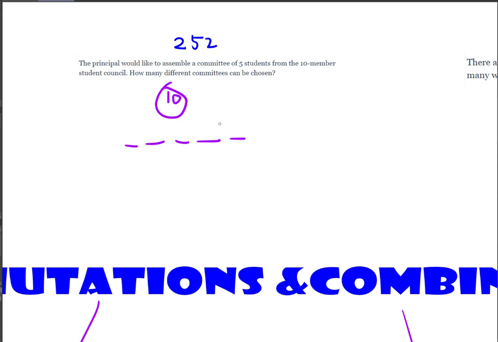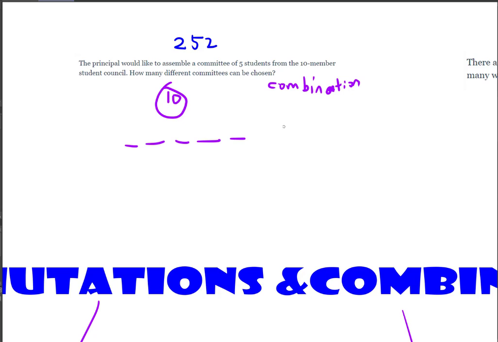Now, if you said the order matters, you're thinking that maybe the principal is choosing them for particular positions. But it doesn't say he's doing that. In fact, all he's doing is making a 5-person committee. It doesn't say that he's choosing them for specific jobs or anything like that. So really, he's just taking 5 people. So in fact, the order in this case does not matter. So this is what we call a combination, because the order doesn't matter.